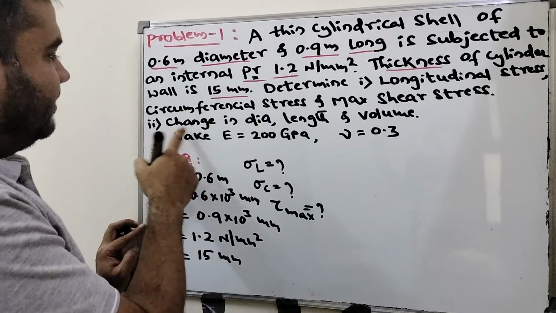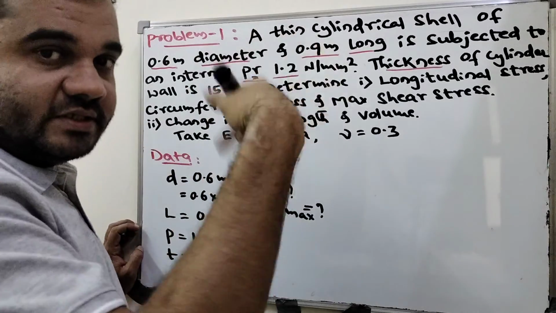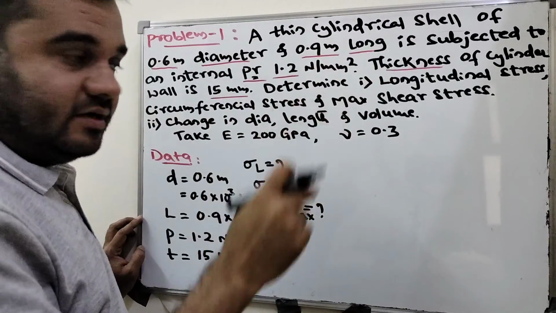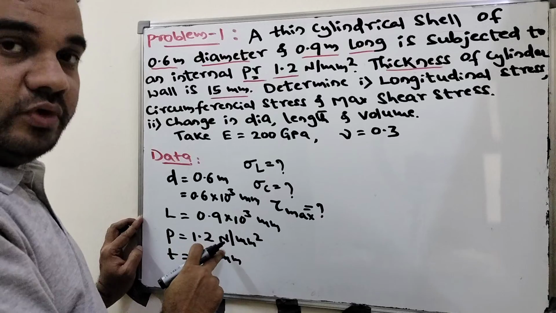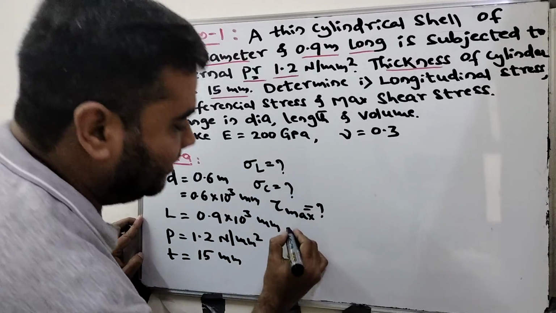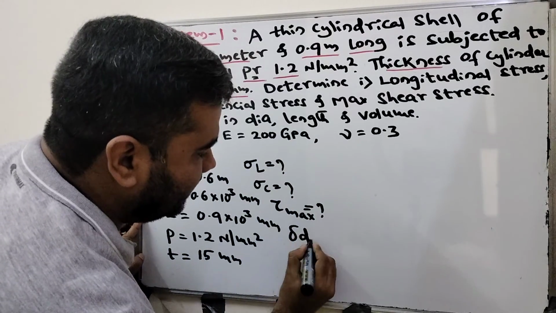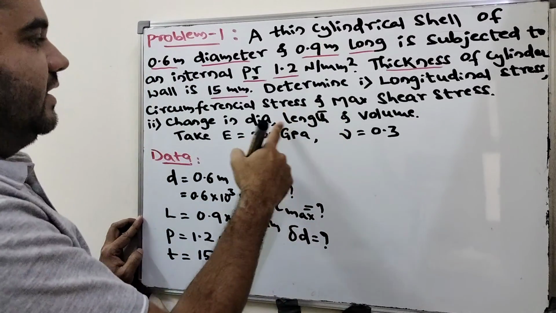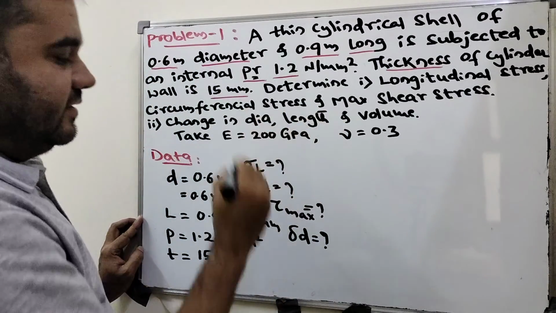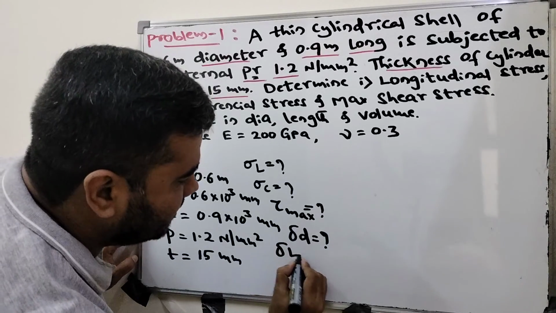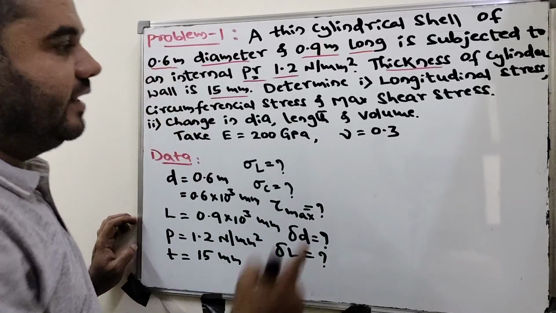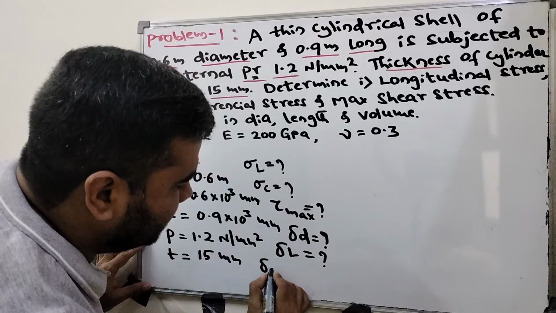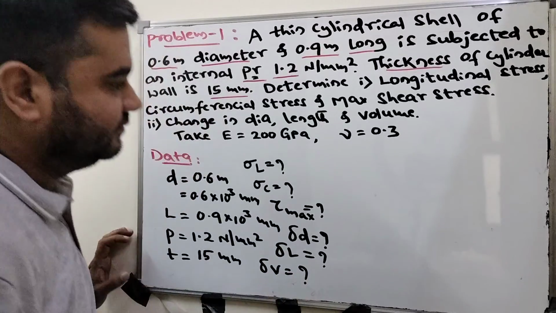And the second one is change in diameter. Whatever the change in diameter because of the fluid pressure of 1.2 Newton per mm square, how much is the change in diameter? He is asking. Change in diameter and length. How much is the change in length? And change in volume. How much is the change in volume?